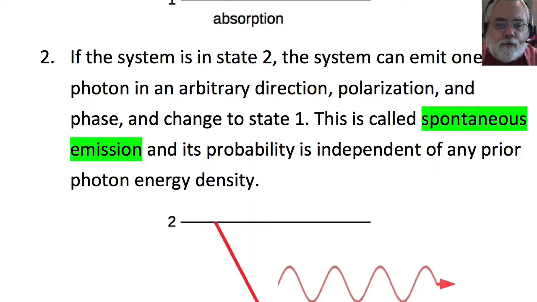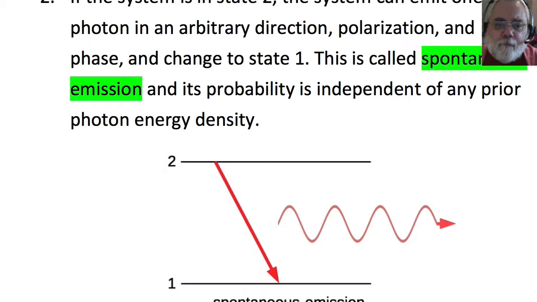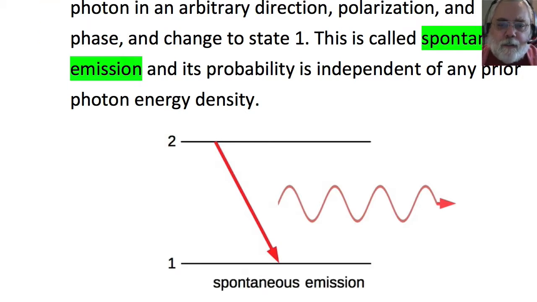If the system is in state 2, the higher level, the system can emit one photon in an arbitrary direction, any polarization, any phase, and change to state 1. This is called spontaneous emission, and its probability is independent of any prior surrounding photon energy density. So we have been in energy state 2, we drop into energy state 1, by emitting the correct frequency photon, which then has a life of its own. That's called spontaneous emission.